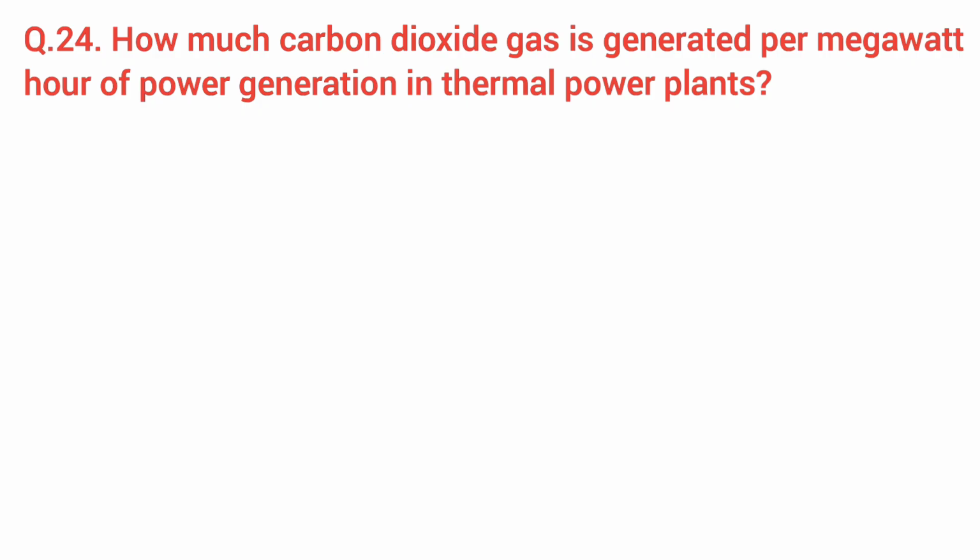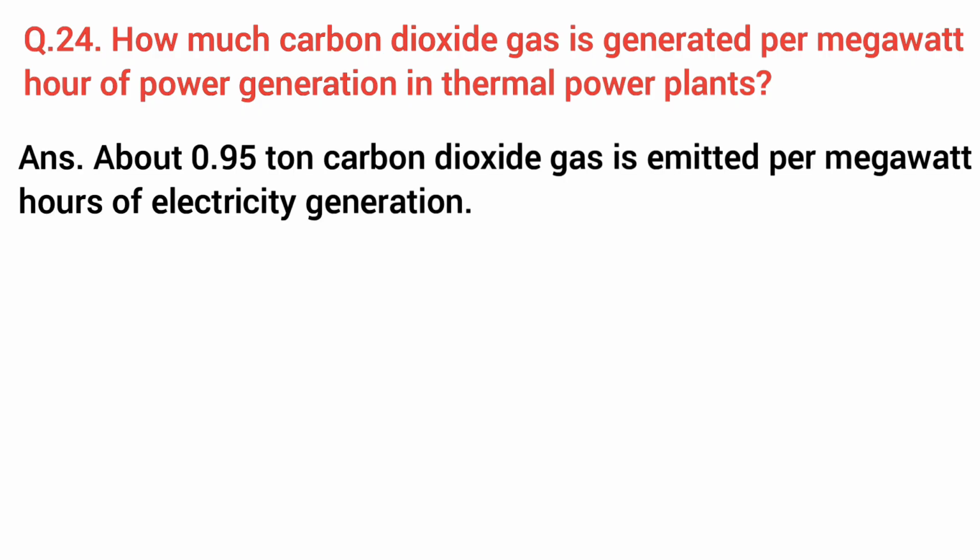How much carbon dioxide gas is generated per megawatt-hour of power generation in thermal power plants? About 0.95 ton of carbon dioxide gas is emitted per megawatt-hour of electricity generation.